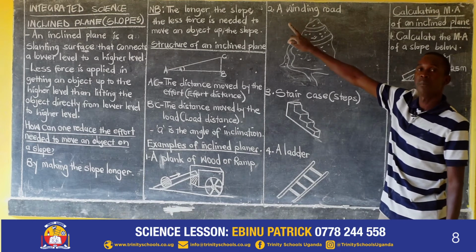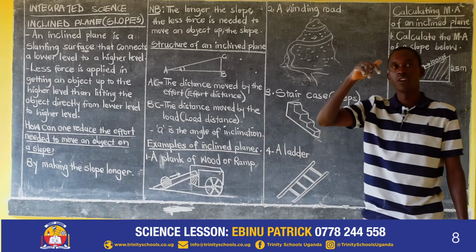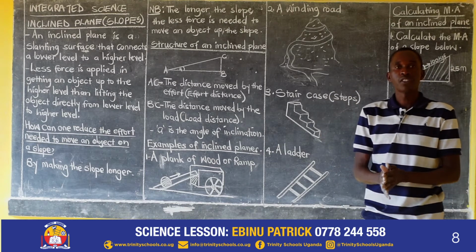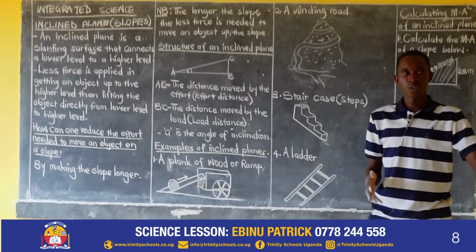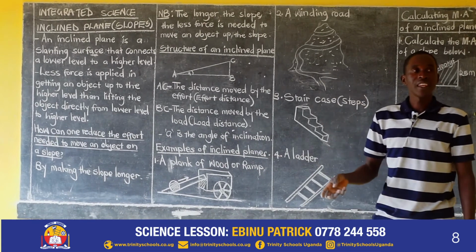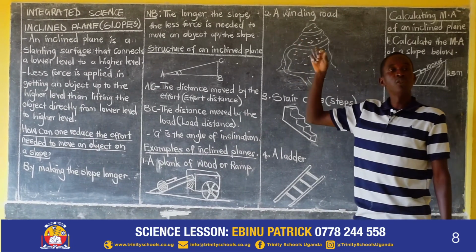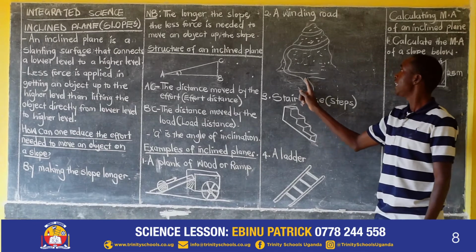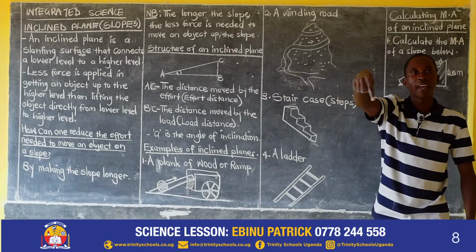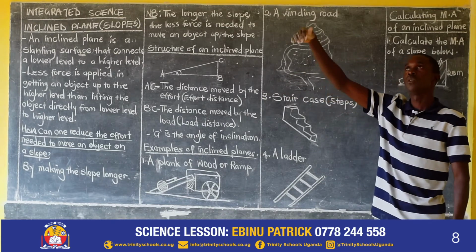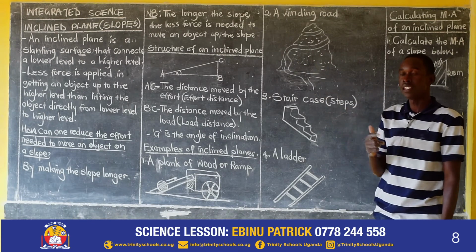Then we have another example. The second one is what we call a winding road. A winding road is simply used in mountainous areas. For some of you who have ever traveled to mountainous areas in Uganda, for example, when you go to Kapchorwa, it's a mountainous area and they have some kind of town up on the hill. So a winding road is normally used on those hills. You cannot move up a hill directly like this, but you'll find a road that meanders around a hill. You move in a circular way until you reach the top of the hill. So that is what we call a winding road. It is an example of an inclined plane.